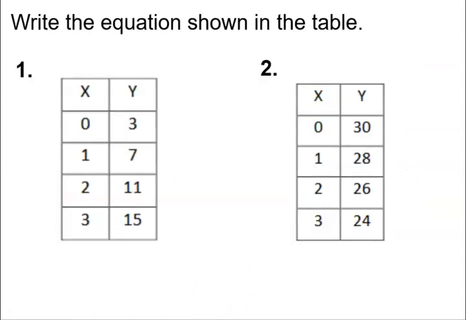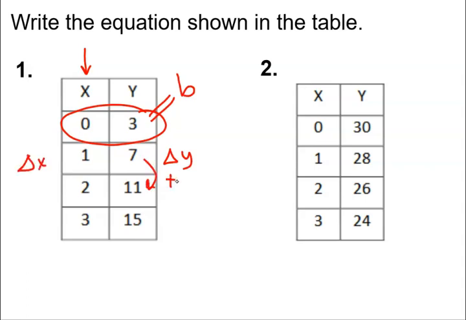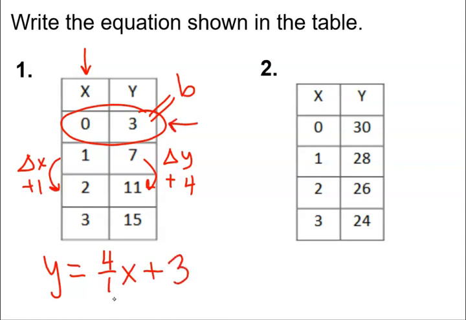Okay, let's try a few examples together. Problem number 1. Do you see a 0 in the x column? Yes. Then you know your b value. Now we need to calculate our m value by finding the change in y and the change in x. So it looks like y is going up 4, and it looks like x is going up 1. So y is equal to 4 over 1x plus, what's that y-intercept again? 3. Now if you'd like, you could reduce this to just a 4.